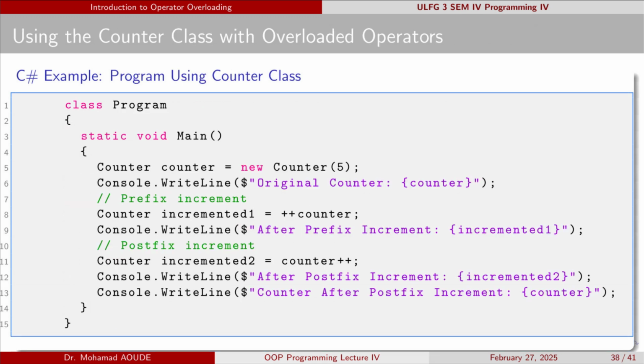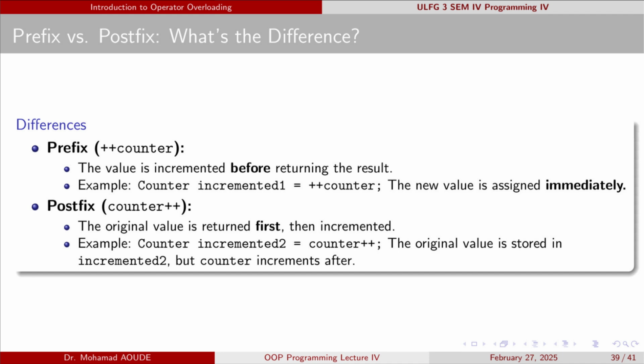In a working program, we create a counter, apply both prefix and postfix increments, observe how values change. Understanding these differences is crucial for accurate control of object state transitions. Key difference reminder: prefix plus plus counter updates first, then returns. Postfix counter plus plus returns first, then updates. This small distinction can have major consequences in loops, calculations, and conditional logic. Knowing it cold is part of mastering professional programming.